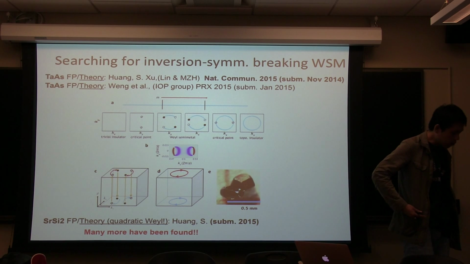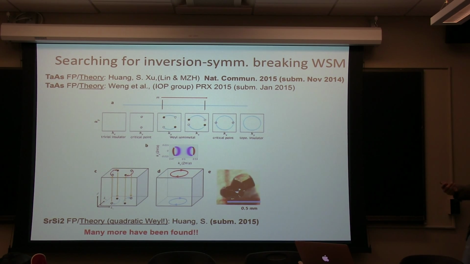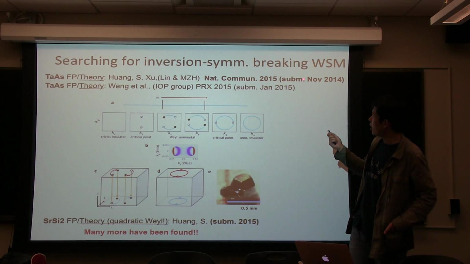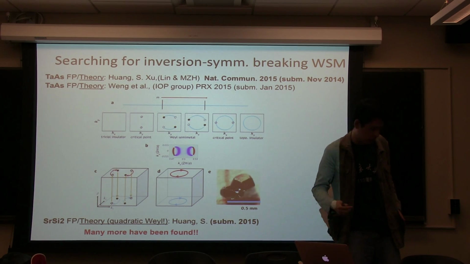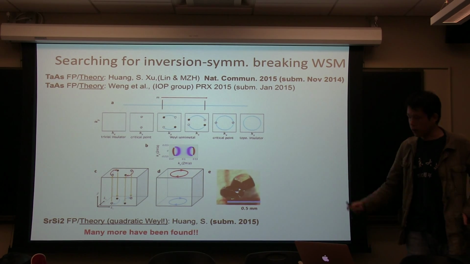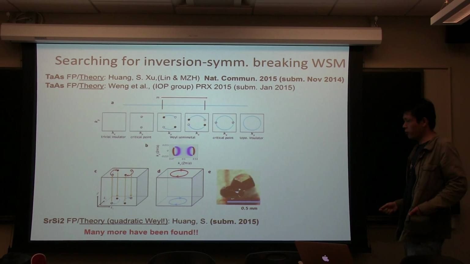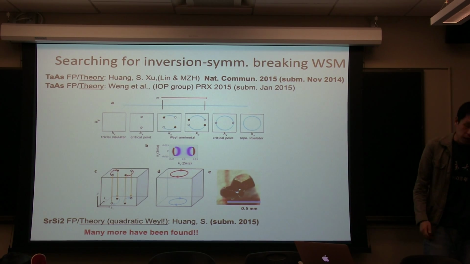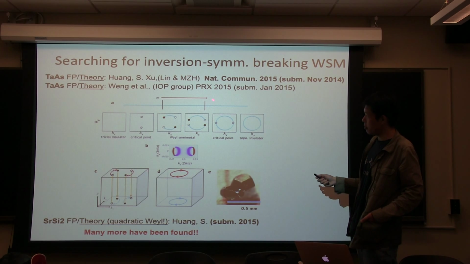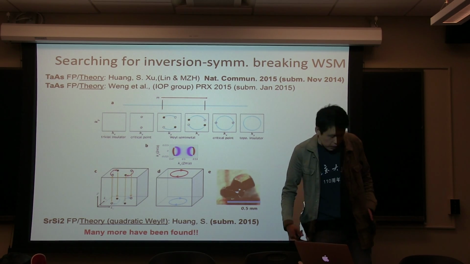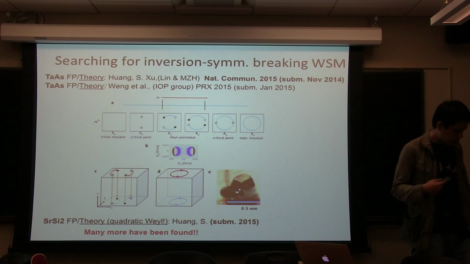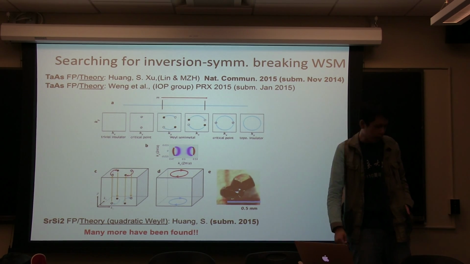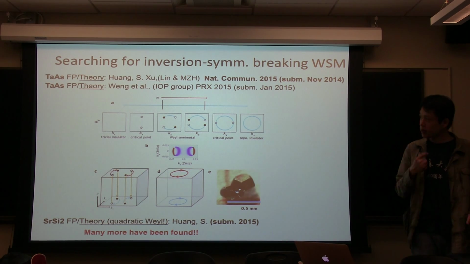And if you look in the crystallographic library or database, you find that even for inversion-breaking single crystals, there are so many. There are tens of thousands of single crystals that are inversion breaking. So we have to find out which ones are Weyl semimetals. So we started to search by ourselves, and we developed a systematic methodology to look at all this large number of compounds to find out which ones are Weyl semimetals.